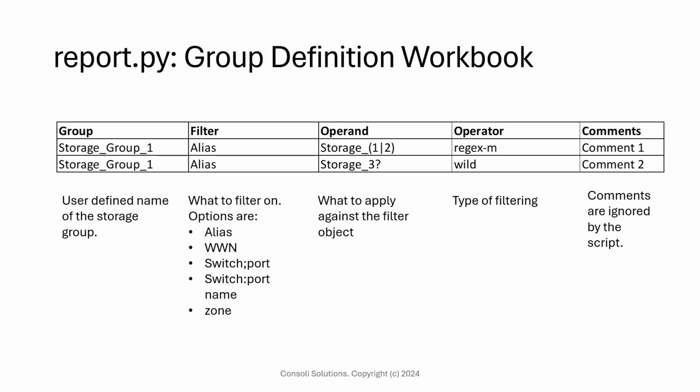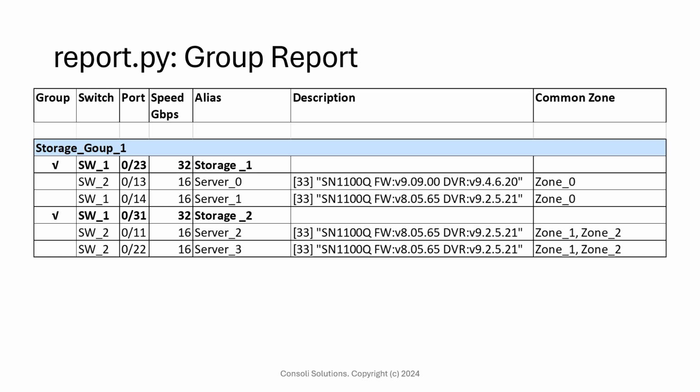And the operator, that's just, how am I going to do the search? So regex matching, regex searching, wild, and of course exact is supported. And the comments, you can put whatever you want in that comment. This is an example of what the group workbook would look like in the report. To simplify the illustration, not all columns are shown. The group name and member is what's defined in the workbook. So that's right here.